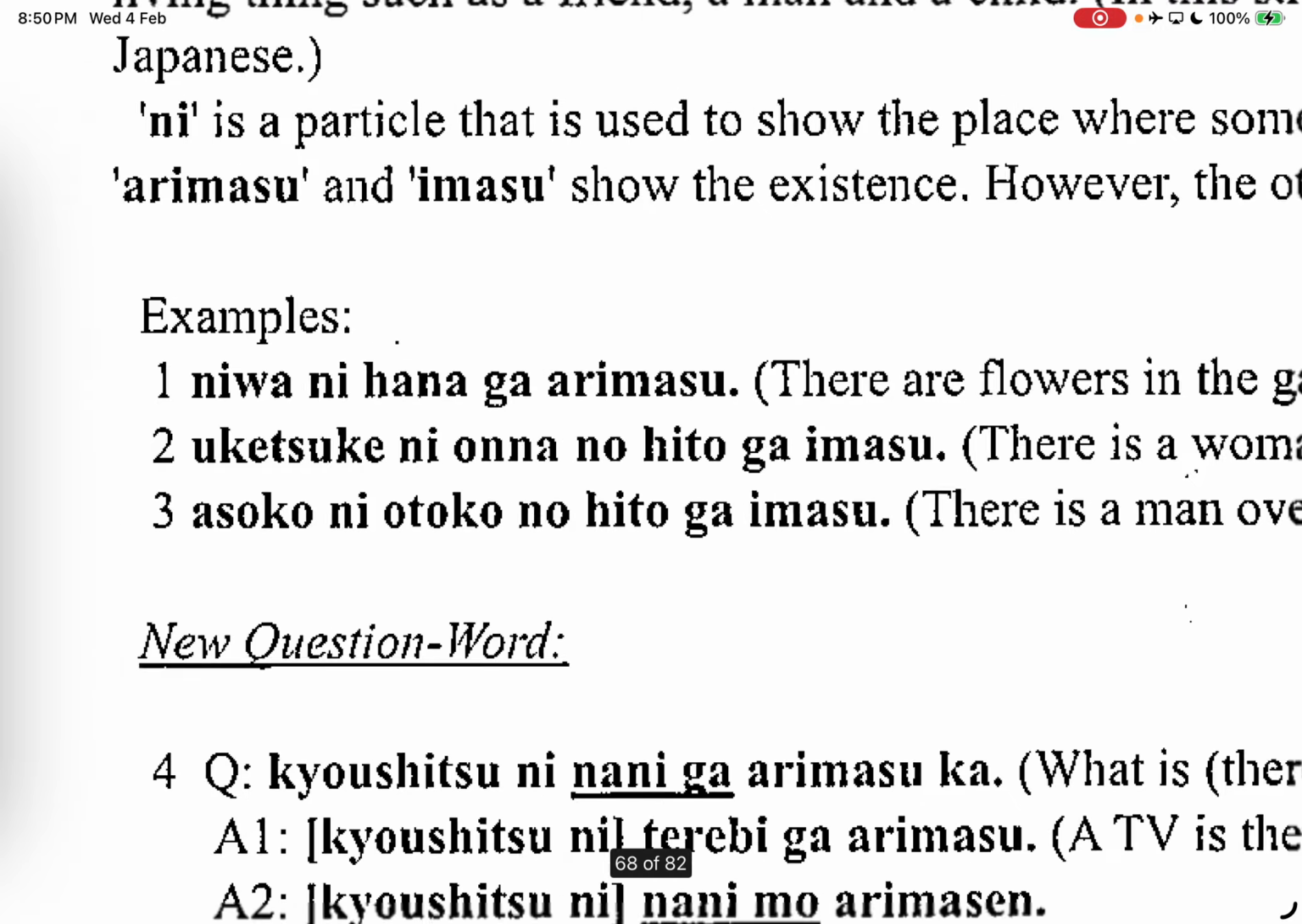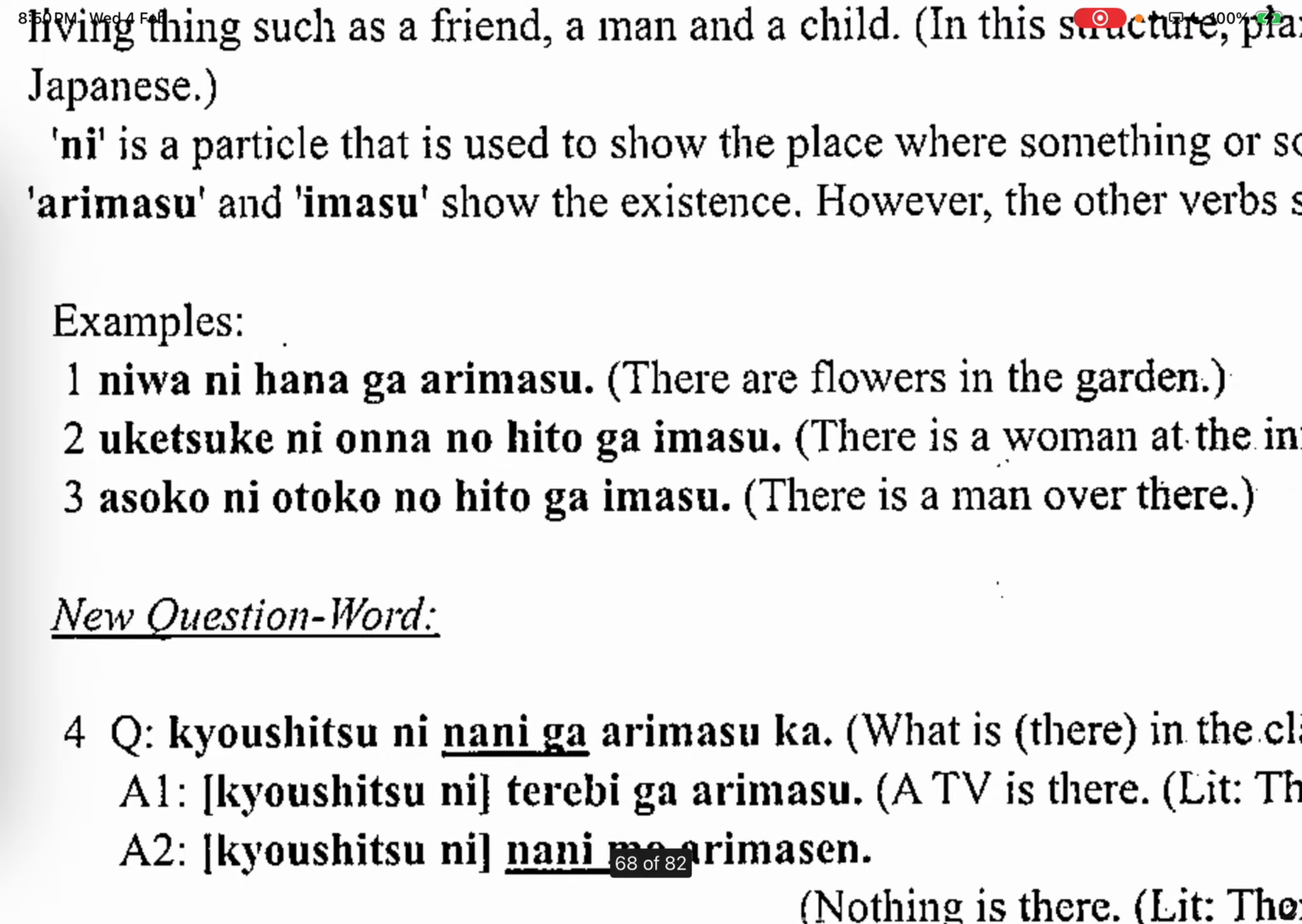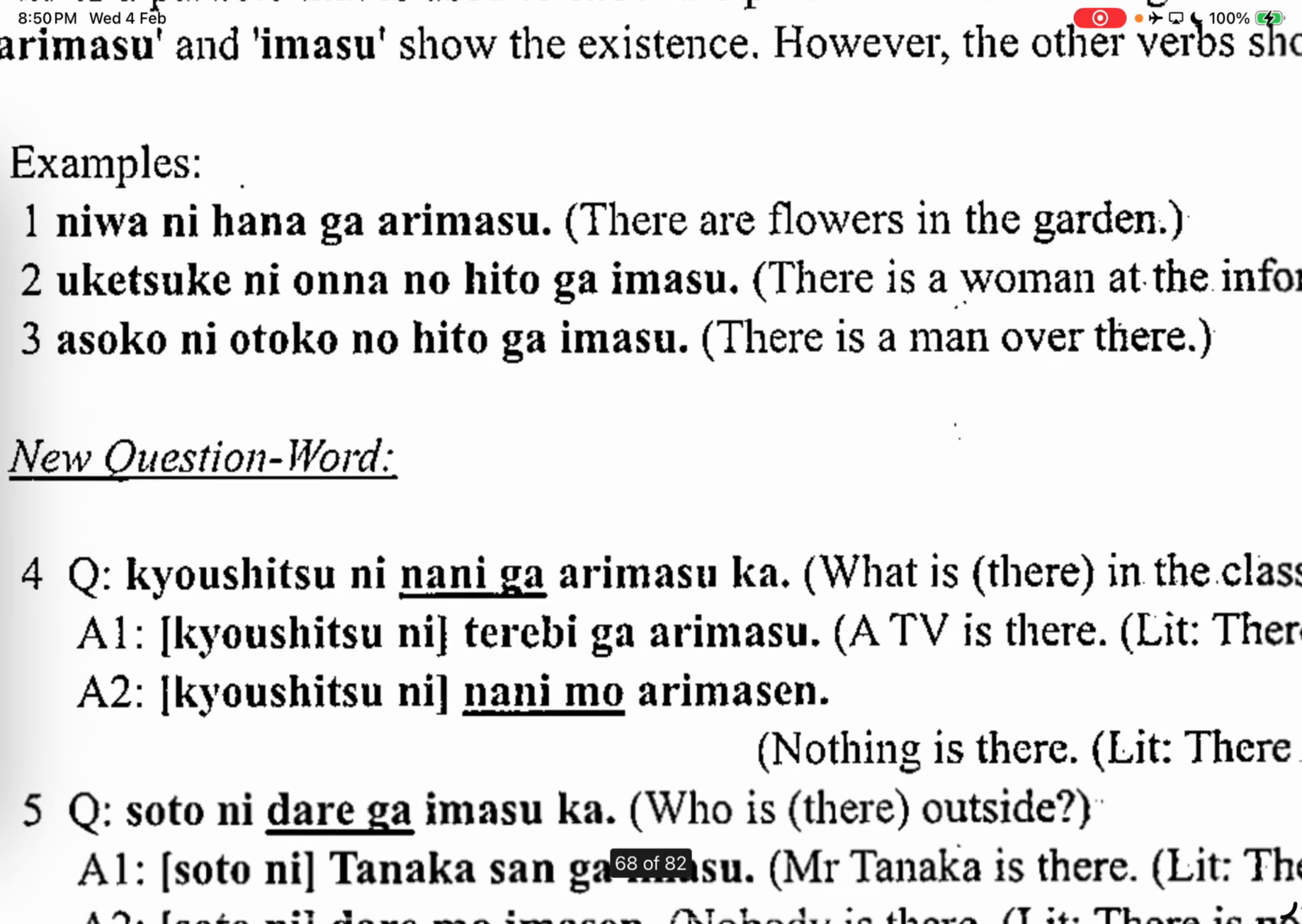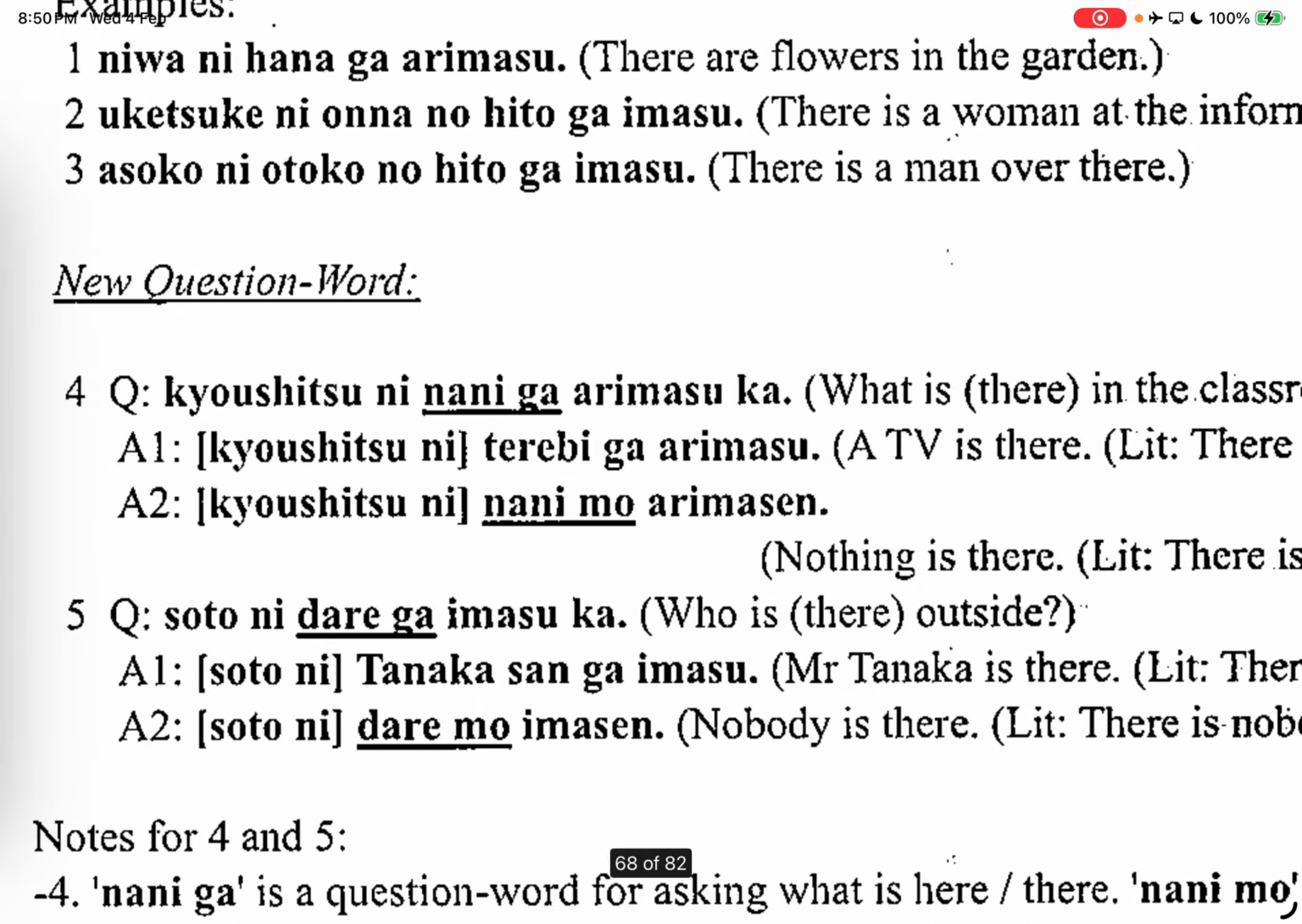Okay, there is a male that exists over there. So the new question word is 教室に何がありますか? So what is there in the classroom? Right? What is there in the classroom?